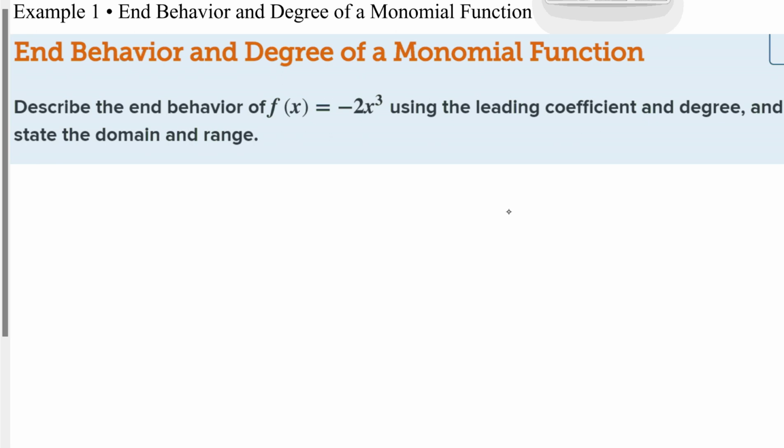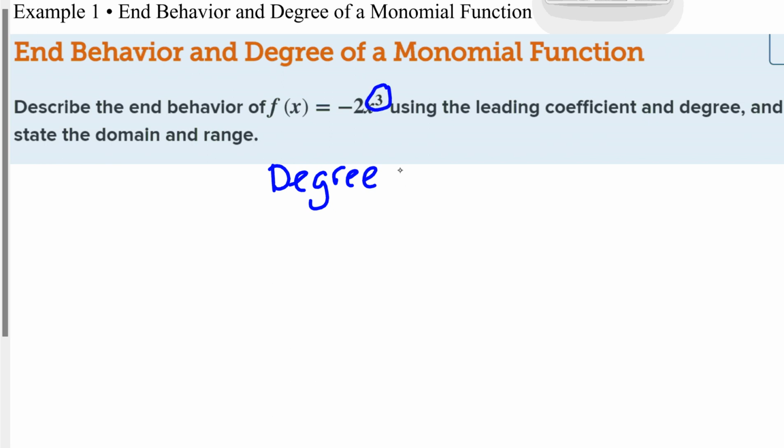Module 2, we're going to talk about polynomials, and Section 1 is about polynomial functions. So here in example 1, we're going to look at a monomial, one single term, and we're going to determine its end behavior based on its degree, which is the largest exponent on a single variable.